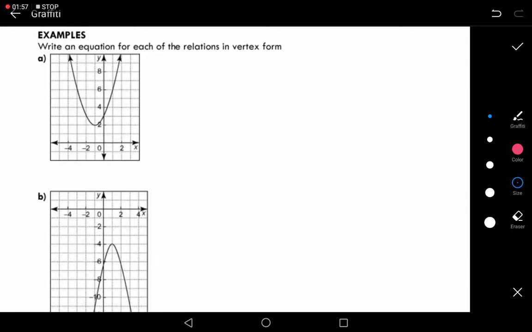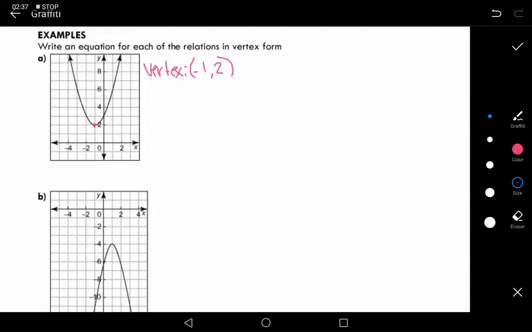So the first thing is to use the vertex and any other point to find a. So the first thing I'm going to do is write out my vertex. Remember, your vertex is your lowest or your highest point. So in this case, my vertex, I'm going to try to draw a dot, is right here. Okay, so my vertex then is, remember, x coordinate first, so -1, y coordinate 2. So -1, 2. So that's the first piece of information we need.